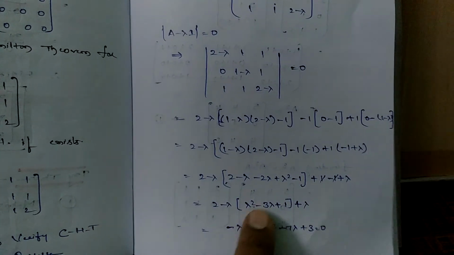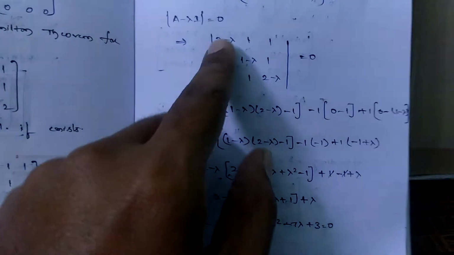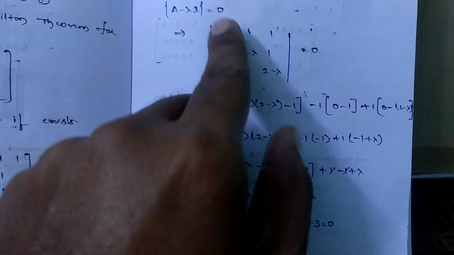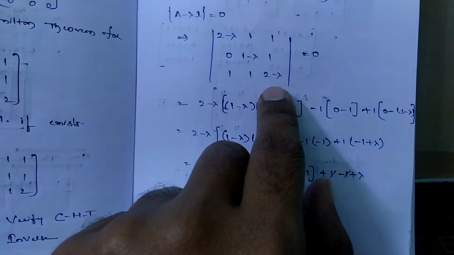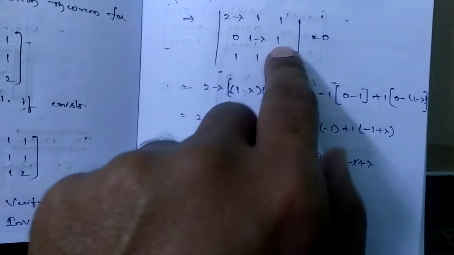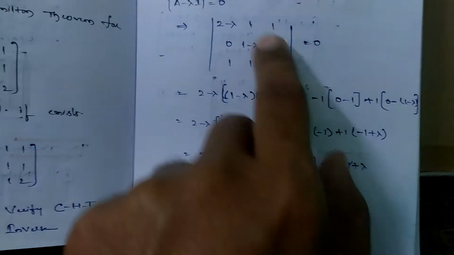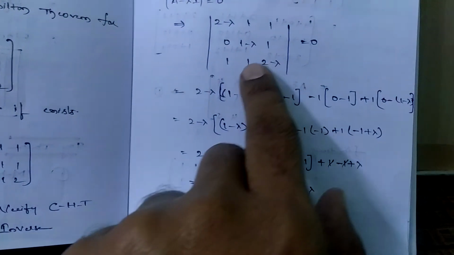This is the equation we get, guys. You know how to do multiplication, right? So (2 minus lambda) into, you eliminate this row and column. So (1 minus lambda) into (2 minus lambda), you have to multiply. Minus 1 into, eliminate this row and this column, you get 0 into minus 1 plus 1 into this last one. Plus 1 into, this row and column will get cancelled. So 1 into 0 is 0, 1 into (1 minus lambda).